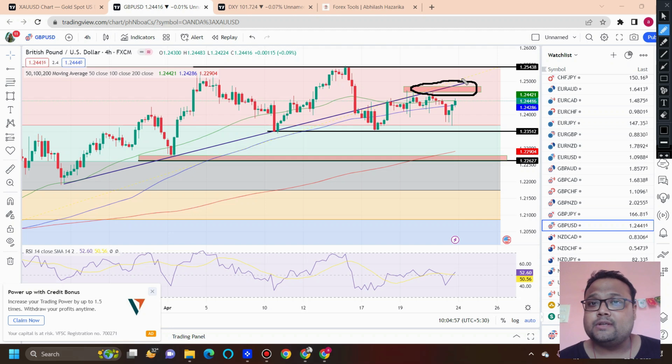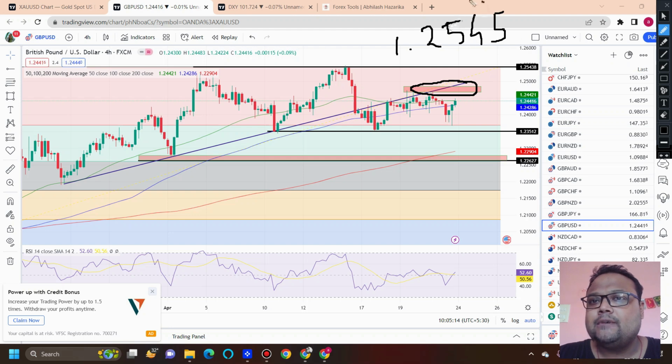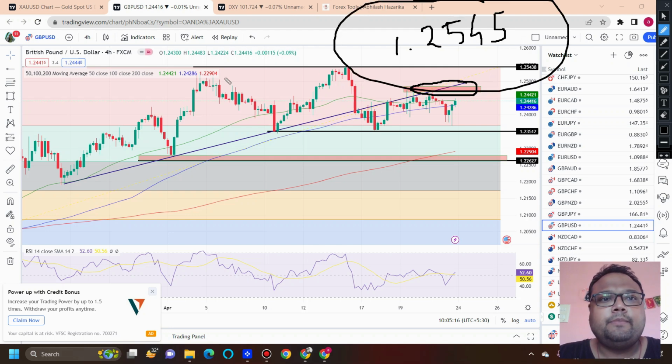If the market shows reversal, keep in mind no level is permanent in the market. As a result, confirmation is extremely important. That's why confirmation is also known as the insurance of traders. And the ultimate resistance is around 1.2545. This is the ultimate resistance on the chart of GBPUSD.